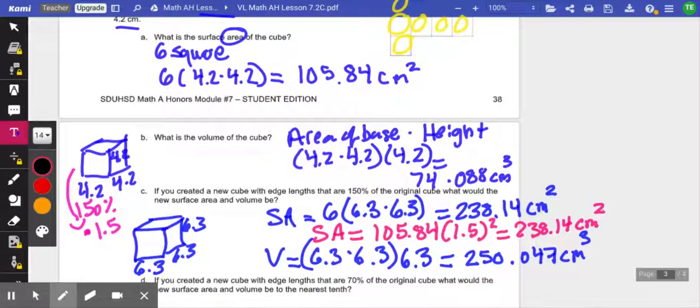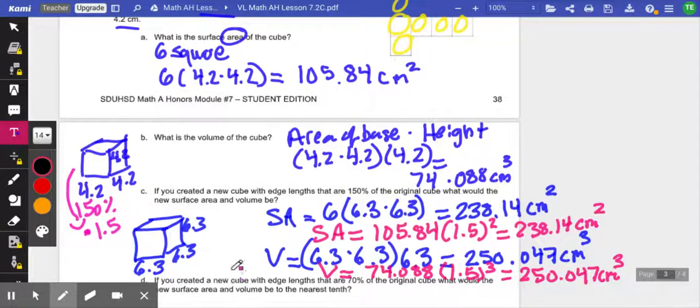Okay, different way on my volume. My old volume was 74.088. If my scale factor is 1.5, then my volume ratio is 1.5 cubed. And if I do that, I get 250.047 centimeters cubed. So a different way to do it. I can either use my ratios, or I can just increase the sides and calculate it. Either way would be fine.